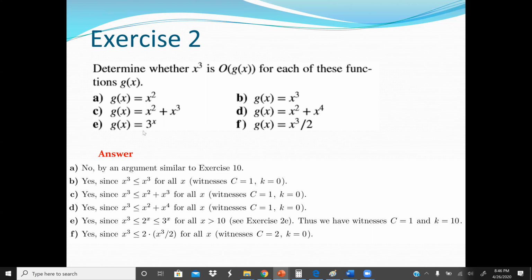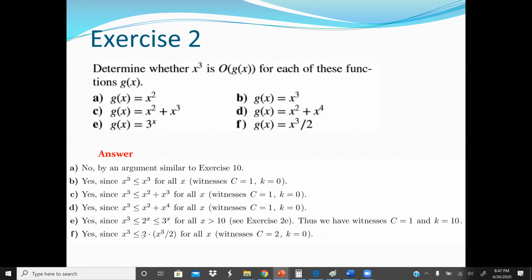Now let's look at E. In E, we have 3 to the power x. This is a little bit tricky here. You see here we have s cubed, here we have 3 to the power x. So it depends on the value of x. If the value of x is 1 or less than, let's say less than or equal to 2, 2 cubed will give me 8, 3 squared will give me 9.